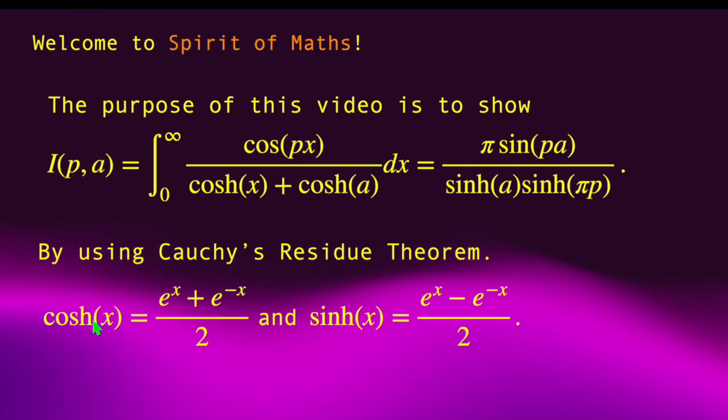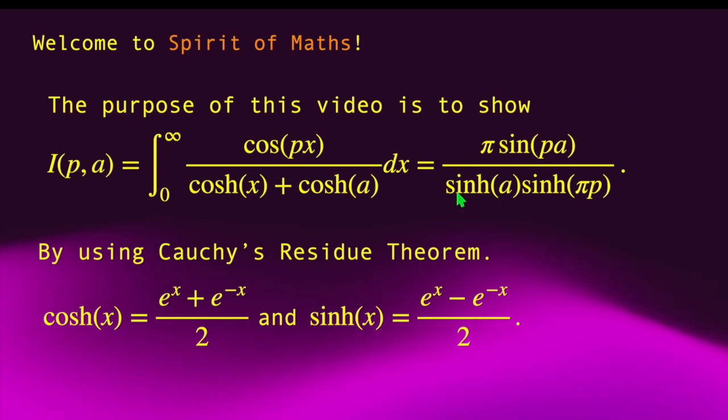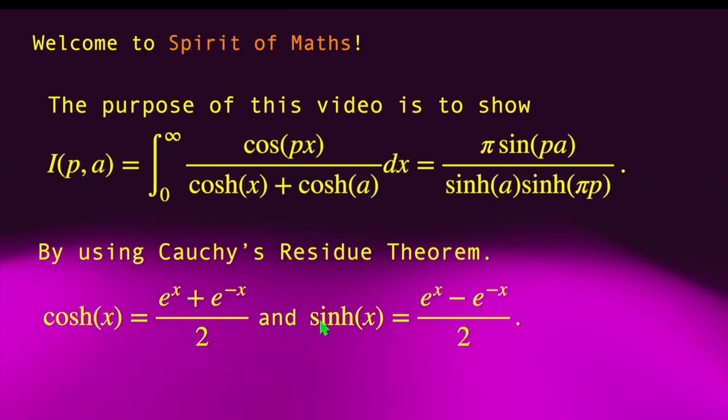I recall the definition of the hyperbolic cosine and hyperbolic sine. The hyperbolic cosine is just the even part of the exponential, and the hyperbolic sine is just the odd part of the exponential. So let's go.